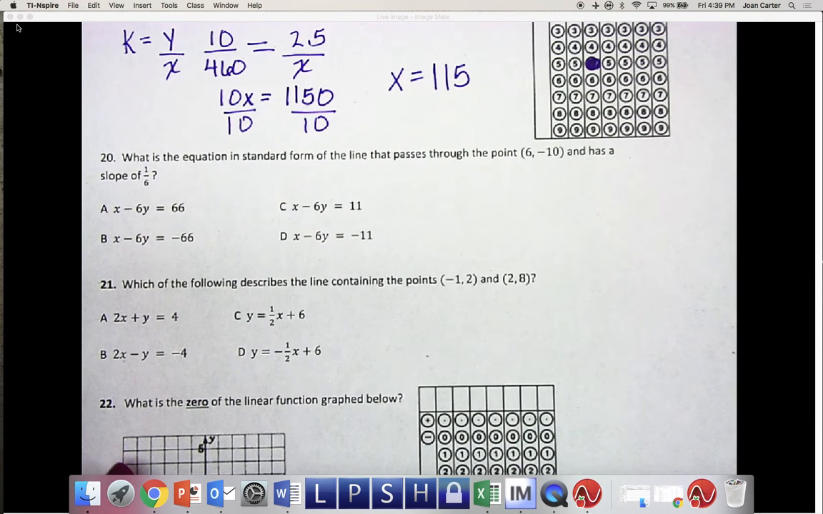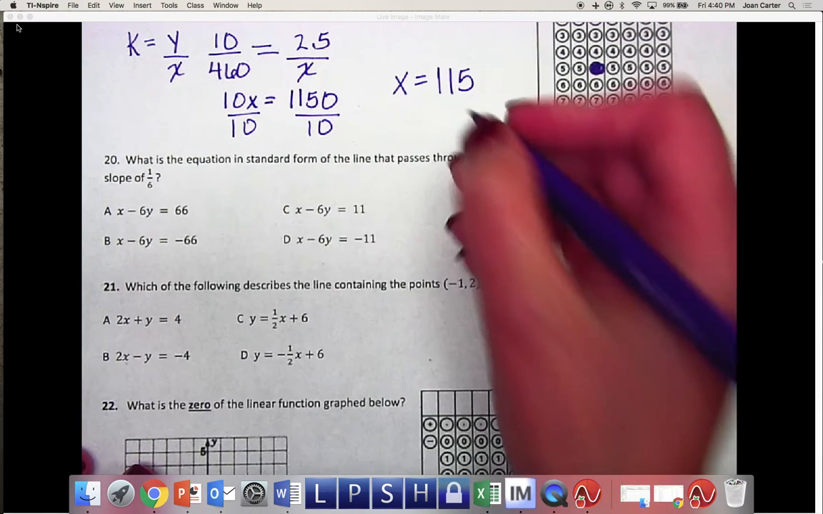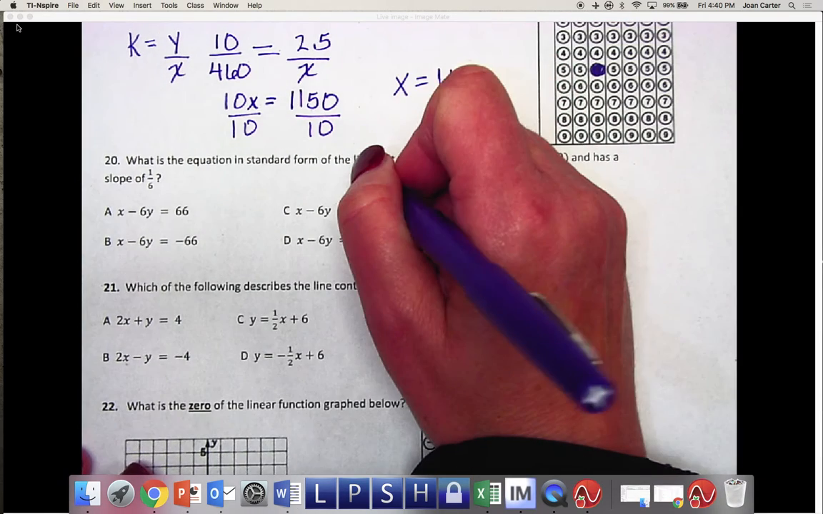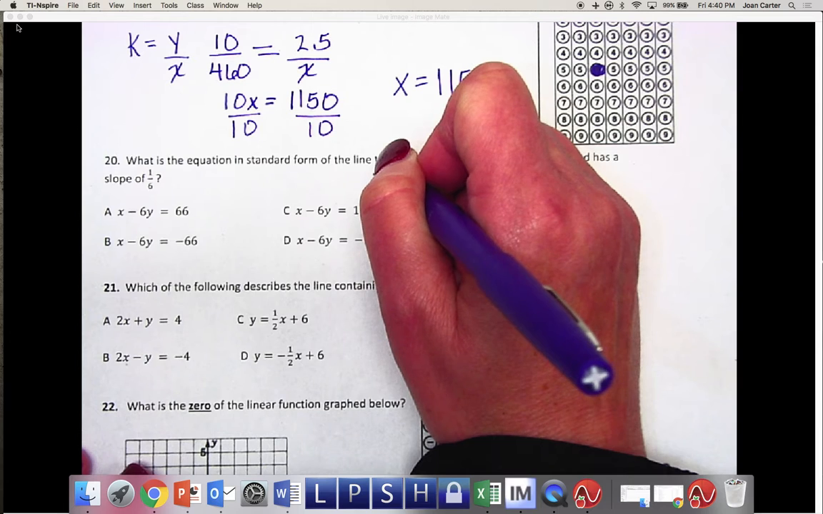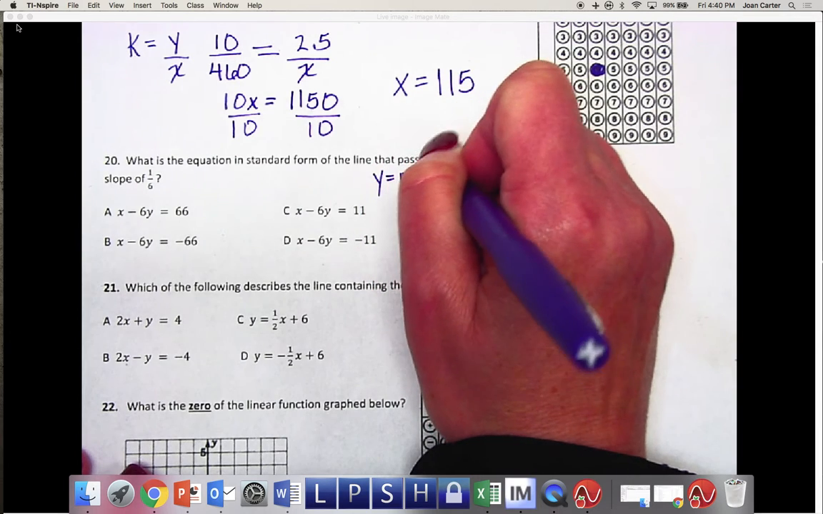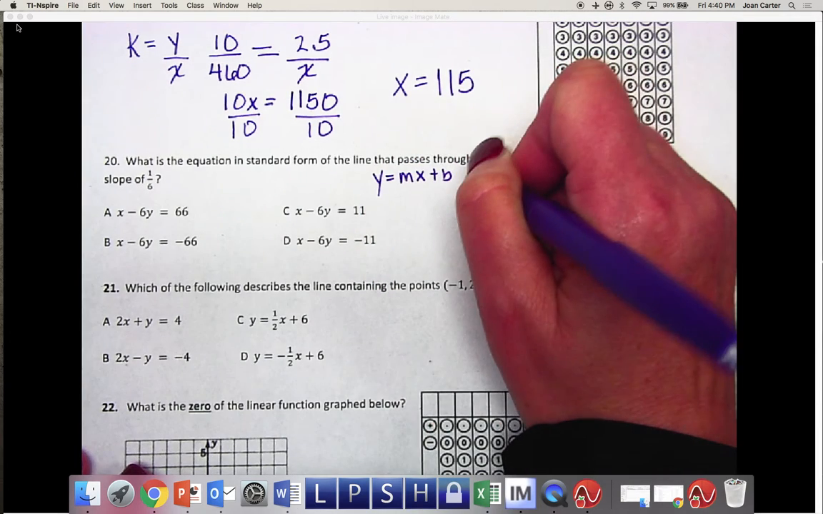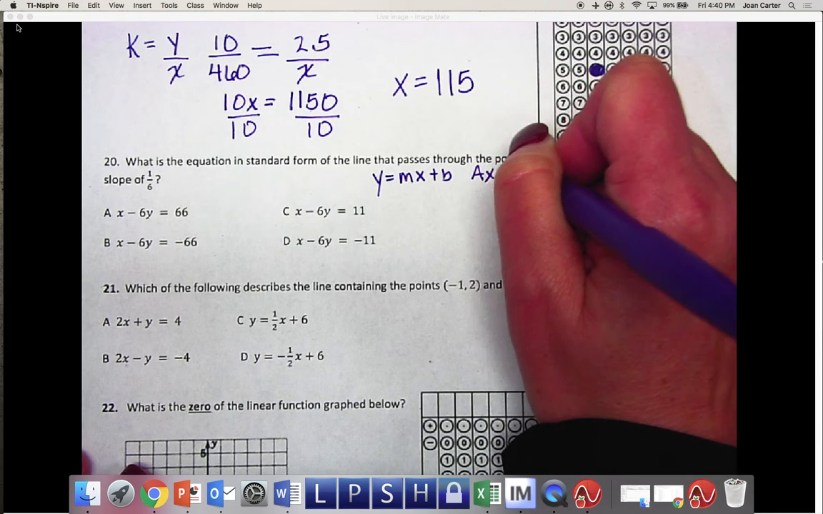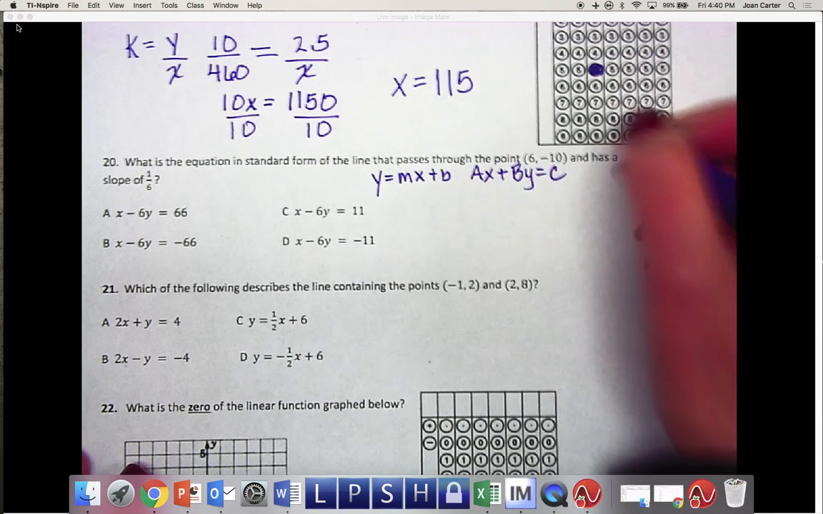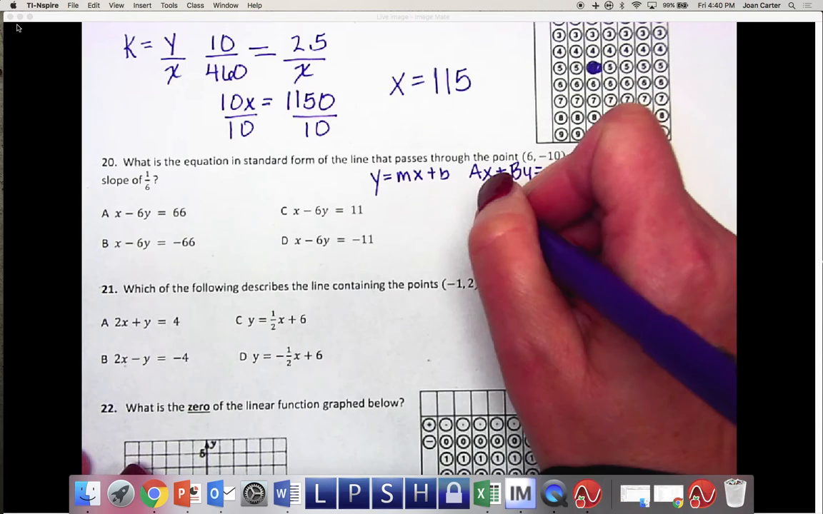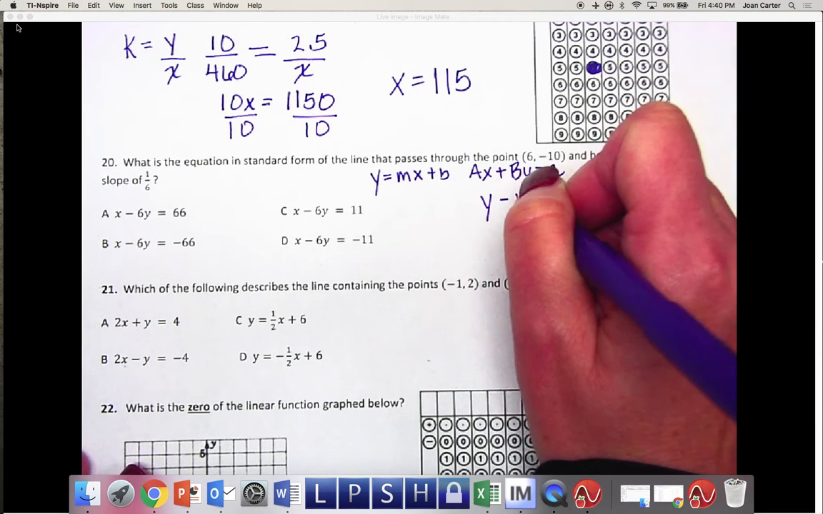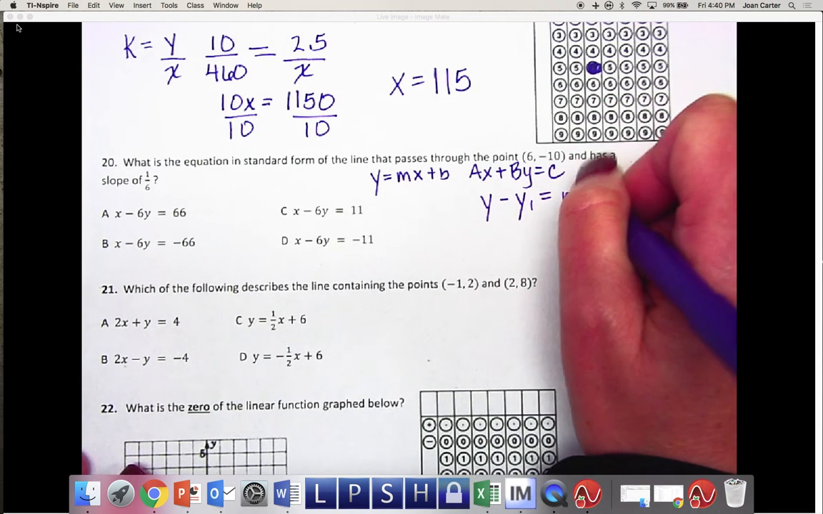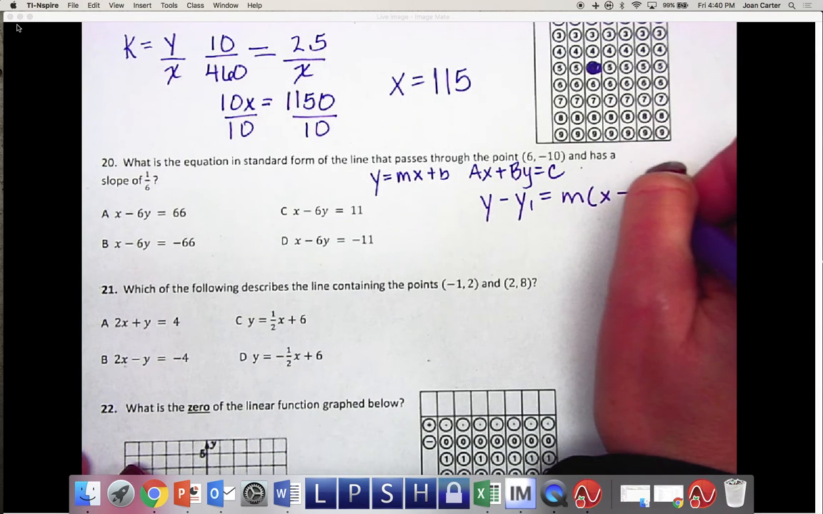All right, what is the equation in standard form of the line that passes through 6, negative 10 and has a slope of 1/6? All right, so this is back to the point that we have three equations that we work with. We have mx plus b, we have our standard form, and we have our point-slope form: y minus y1 is equal to the slope times x minus x1.